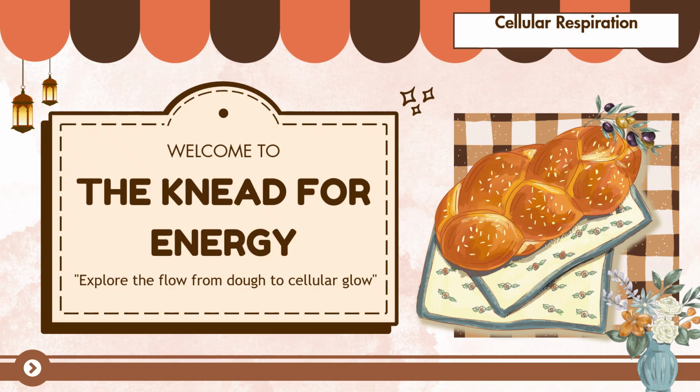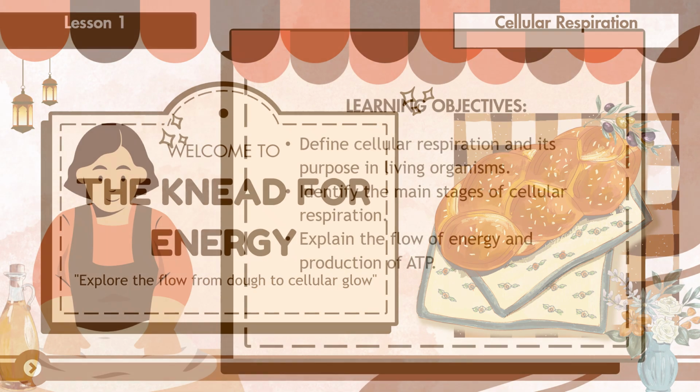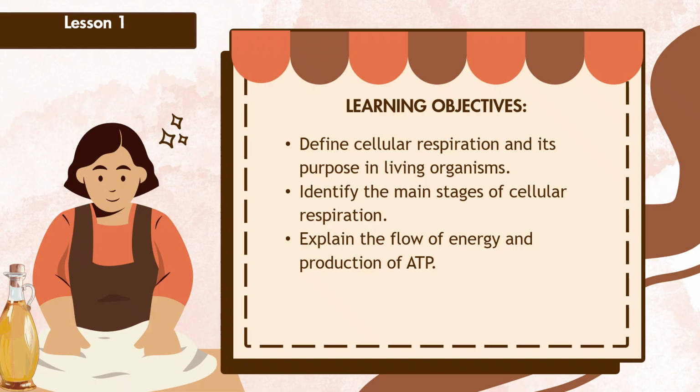All right, let's look at cellular respiration again. We're going to be defining cellular respiration, identifying the main stages of cellular respiration, and hopefully you'll be able to explain how energy flows and how ATP is produced.